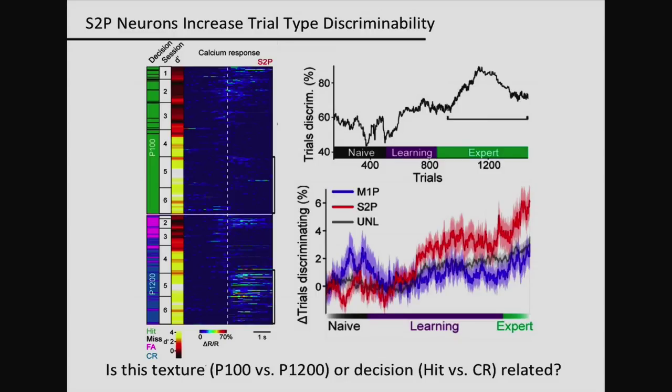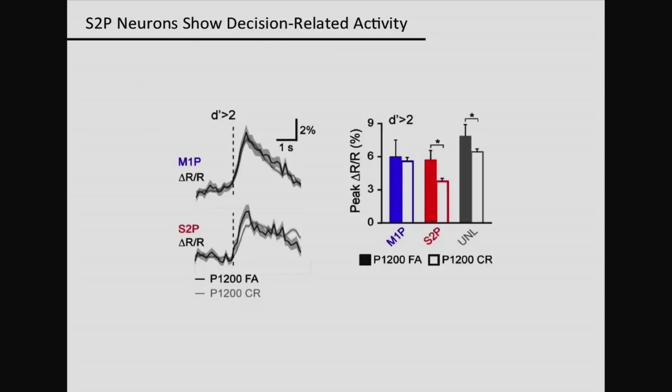So in order to look at that, if you go to the next slide, we can look at error trials, when the animal is presented with the same stimulus, but the animal makes mistakes or has a different range of responses. If we look at the P1200 texture, but look at false alarm versus correct reject trials, in M1 projecting neurons we don't see any differences in the activity across these two trial types, whereas in the S2 projecting neurons you do. You see larger responses to the false alarm trials compared to the correct reject trials.